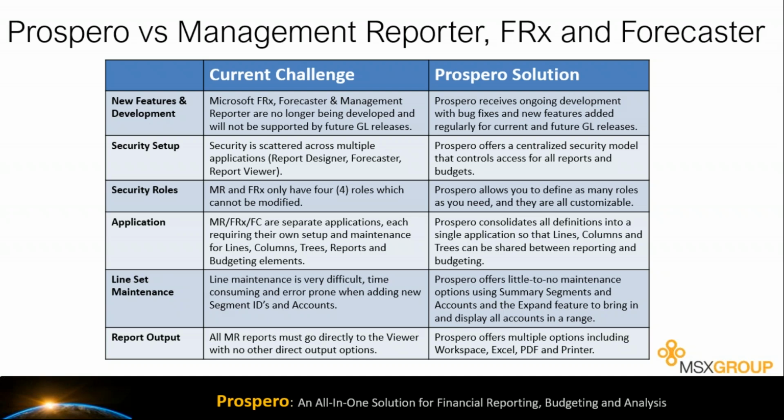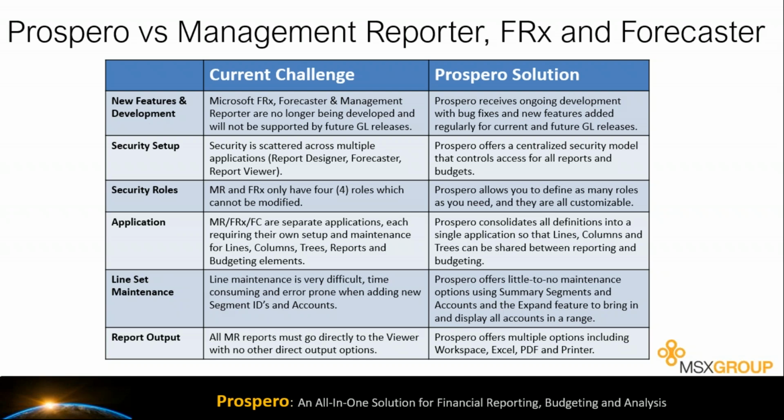Security setup. Prospero has security all in one single application. It's not scattered across a reporting application and a separate budgeting application. You don't have to duplicate user IDs between those two separate systems. Everything is in a centralized security model inside Prospero, so that handles security for all of your reports and all of the budgeting in one application. Security roles go along with that. MR and FRX only had 4 roles, which you could not modify the access for. Whereas in Prospero, we can have as many roles for your groups as we need to, always add more, and make any changes to those roles as needed.